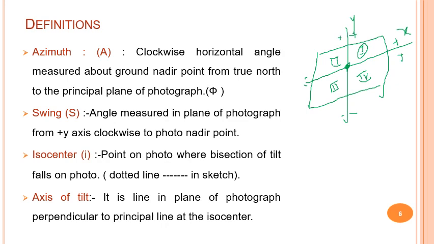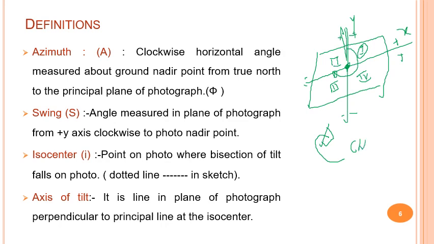When we are measuring angles with respect to the positive y-axis, this line is called the positive y-axis, and the angle we measure from this line is called the swing S. It is measured clockwise from the positive y-axis to the photo nadir point. This direction is referred to as the clockwise direction.